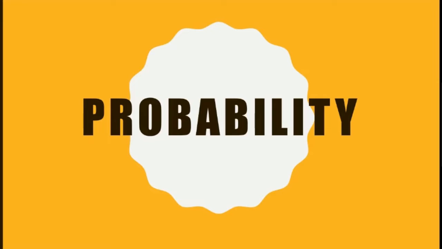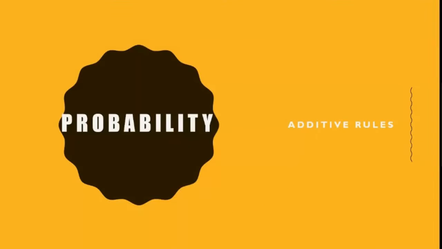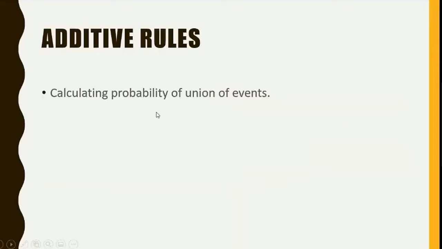Today we will be discussing one of the rules in probability, specifically the additive rules of probability. Now, in the additive rules of probability, we will calculate the probability of the union of the events. If you have two or more events, we can get the combined probability of the events by getting the probability of their union.